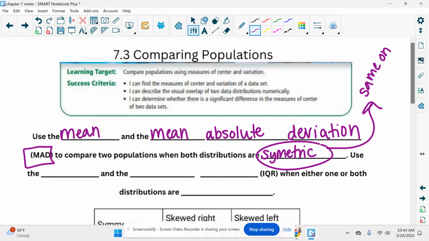Same on, we're going to use Maylee's definition. Same on both sides, or it appears to be the same on both sides. It may not be exactly the same, but the gist of it looks very similar. And so what we're going to end up doing is looking at some different graphs and being able to tell if it's symmetrical. And then if it's symmetrical, we're going to use the mean or the MAD to compare.